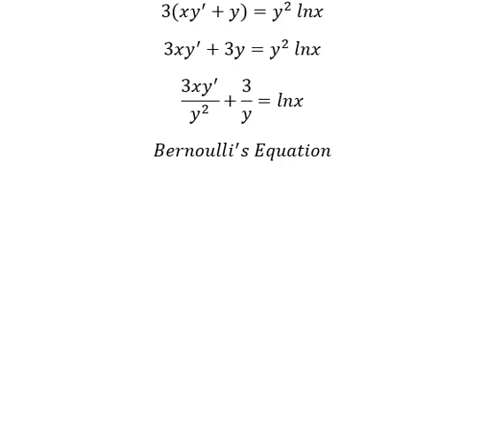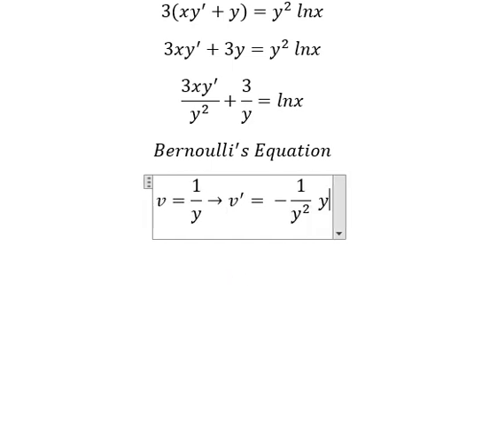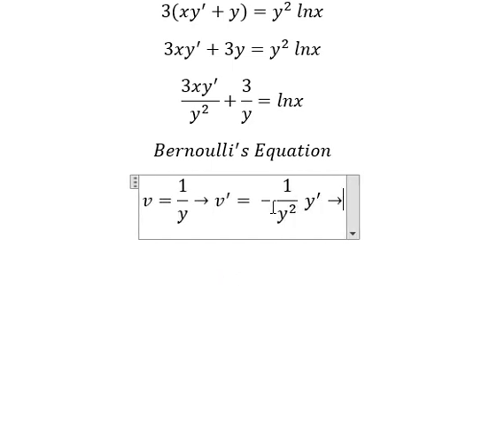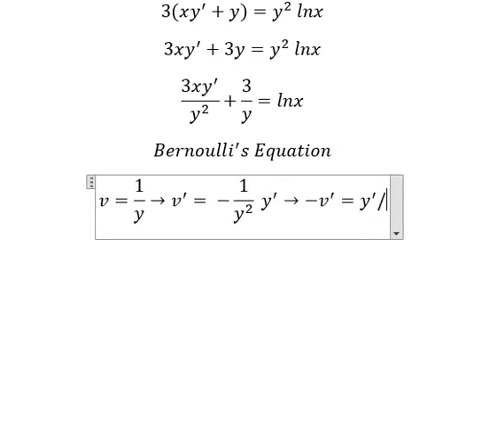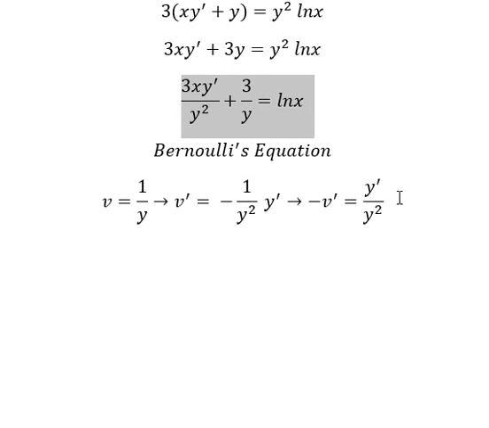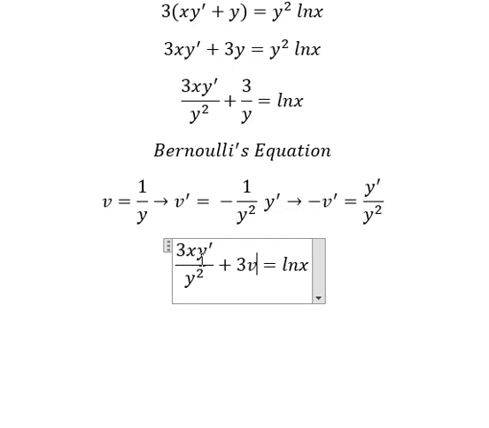So I will put v equals 1 over y. Later, we take the first derivative for both sides, and we have it like this. Because we don't have the negative sign in here, I will put this one on the left. This one we change by v. This one we change by negative first derivative of v.